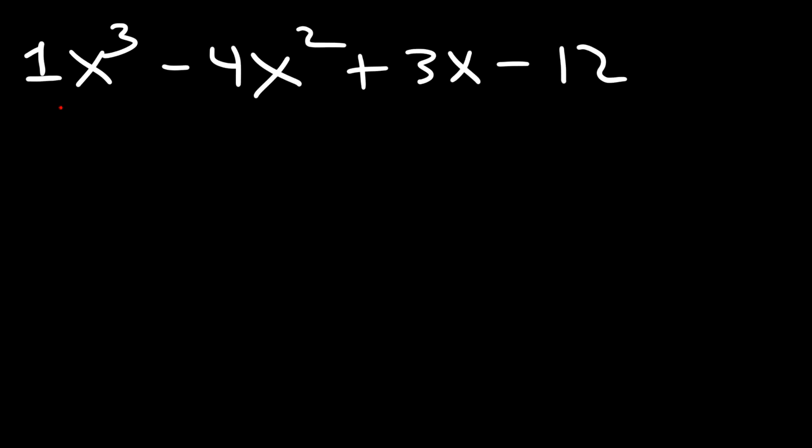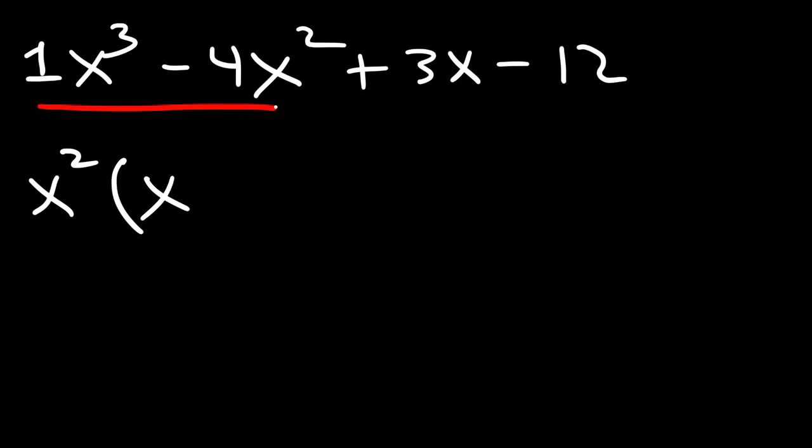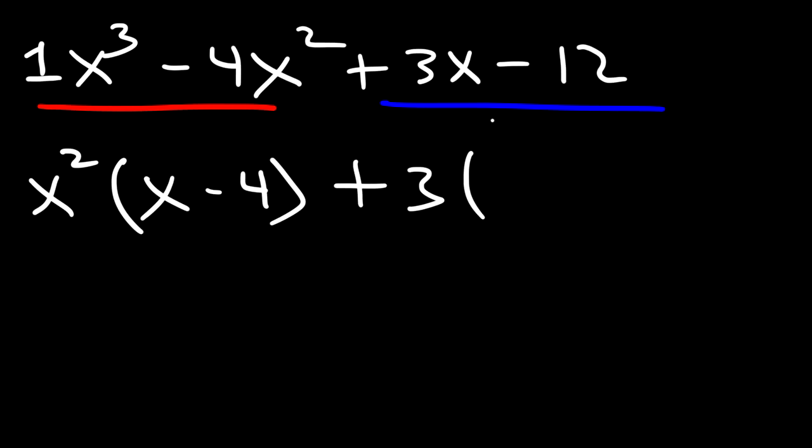So in the first 2 terms, what you want to do is factor out the GCF, the greatest common factor, which is x squared. X cubed, let's do that again. X cubed divided by x squared, that's x. And then negative 4x squared divided by x squared is negative 4. Now, in the last 2 terms, do the same thing. Factor out the greatest common factor, which is going to be 3. So 3x divided by 3 is x. Negative 12 divided by 3 is negative 4.